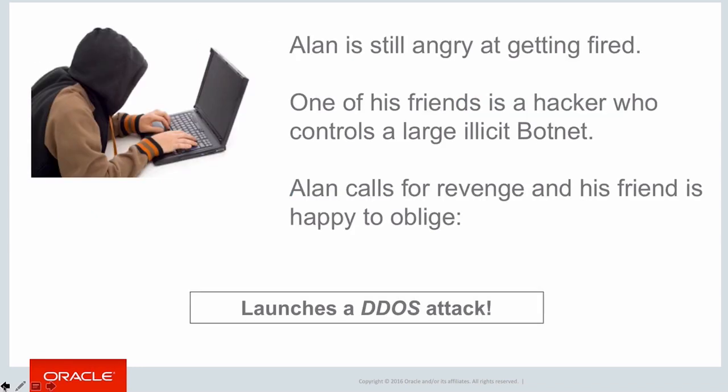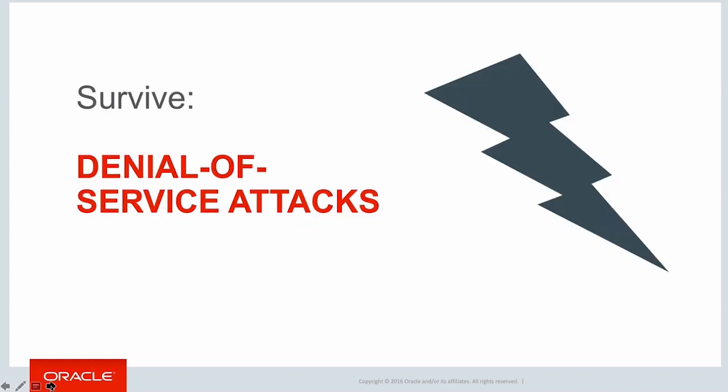Okay, so using this example, Alan, he was still angry. He doesn't go away. He reaches out to one of his friends who's a hacker and has a botnet. So he talks his friend into hitting your website with a denial of service attack. So assuming that the networking team has protected you is not always the best assumption.